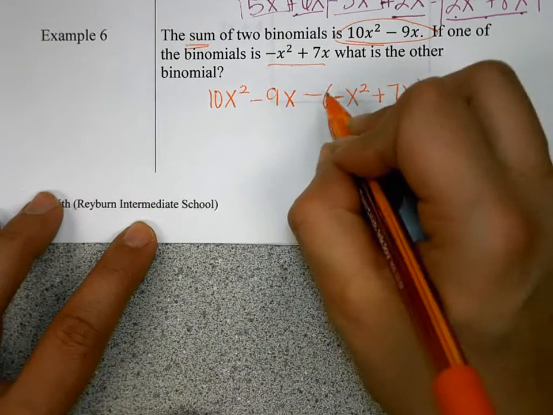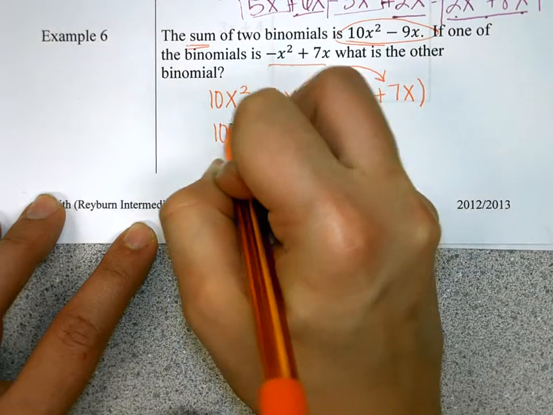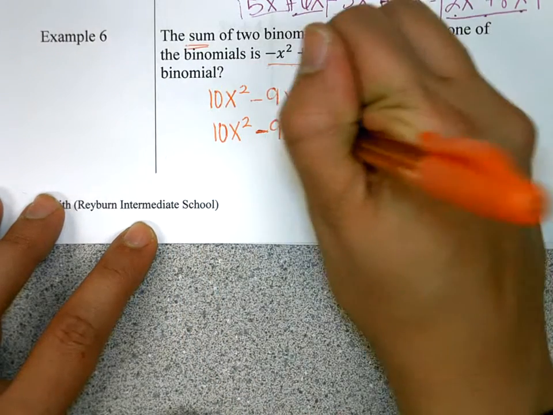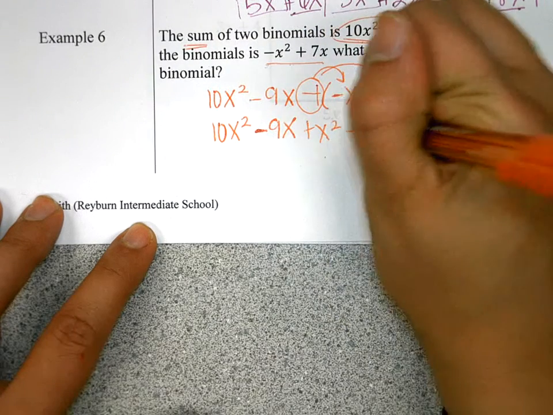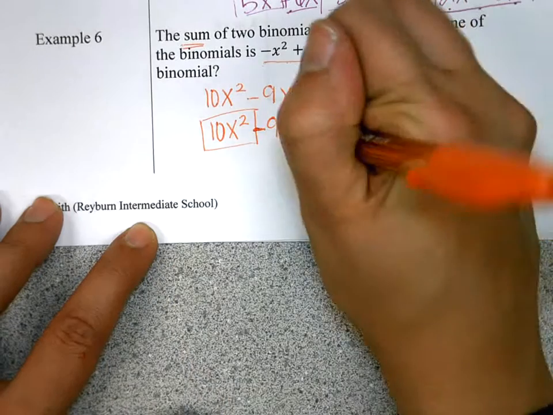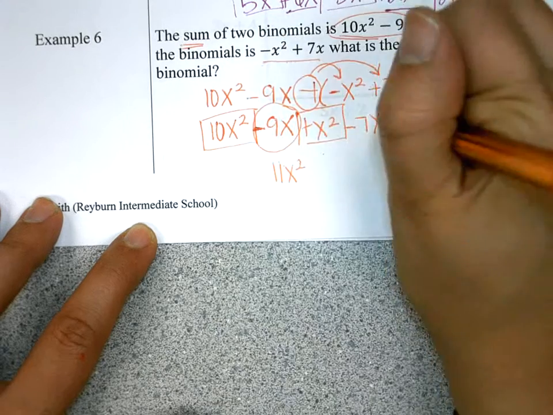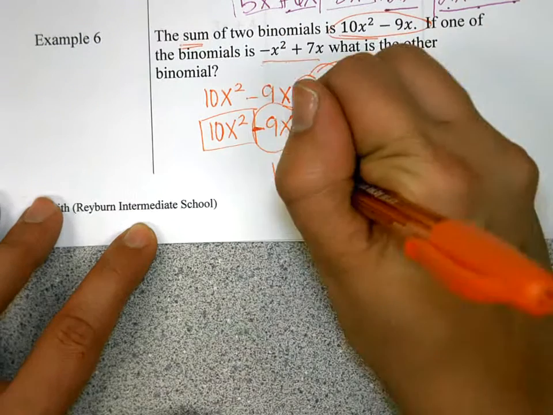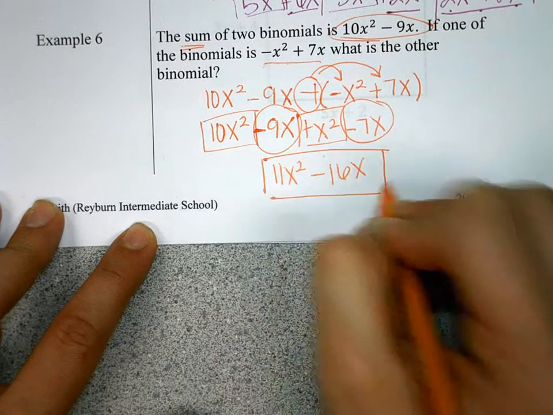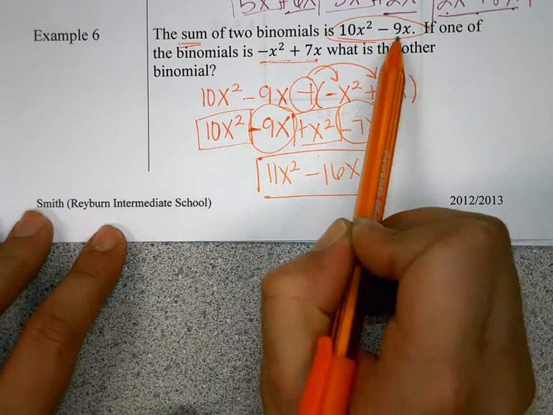So I have that invisible -1, so when I distribute it, it gives me 10x squared minus 9x plus x squared minus 7x. So let's combine like terms. I have 10x squared plus x squared, so that gives me 11x squared, minus 9x minus 7x gives me negative 16x. So really, whenever we see one of these problems, what they're asking us to do is subtract the second one from the first one that they give us.